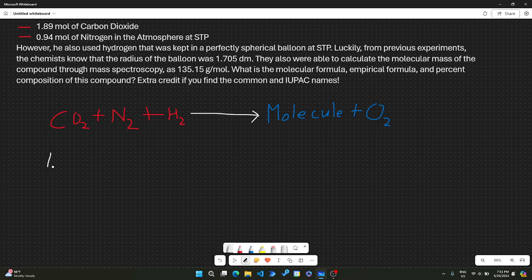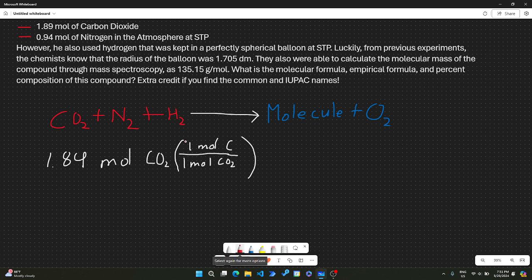And we know that he had 1.89 moles of carbon dioxide. Well, that's great, but we need to get moles of carbon by itself. So we know that for 1 mole of CO2, there is going to be 1 mole of carbon. Now I might be wondering, how do I know that?